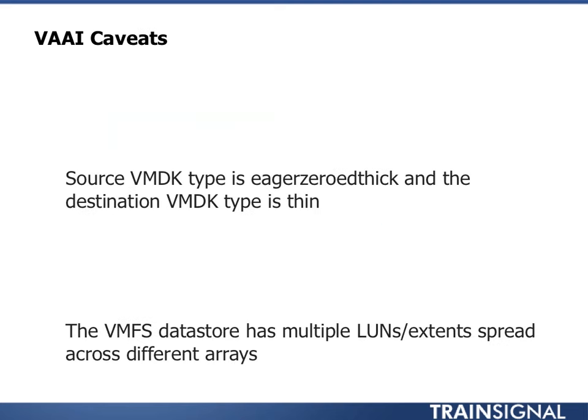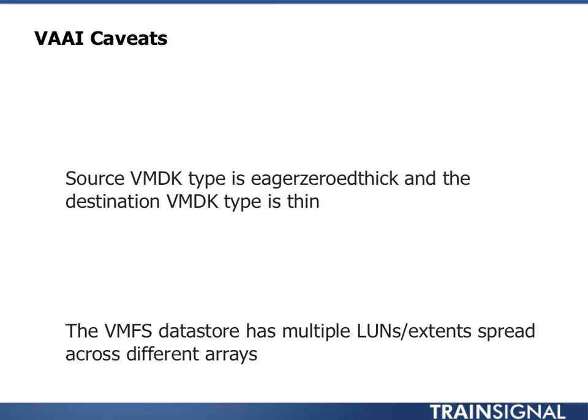A couple of caveats. So here's a couple of gotchas. Source VMDK type is eager zero thick, and the destination VMDK type is thin. So basically, if I'm copying a thick template and I'm going to convert it to thin, I can't use VAAI, because I can't tell the array, hey, go copy this over there. He's not smart enough to go, hey, copy this, and by the way, also thin it at the same time. That's putting too much on the array. It's not that intelligent yet.